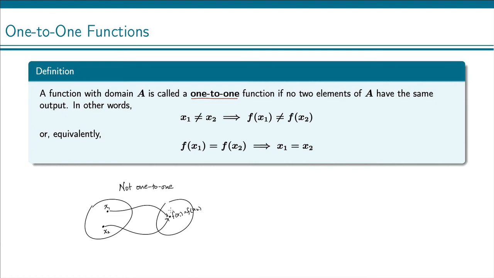A one-to-one function looks like this. Whatever our inputs are, if they are not the same, they have to go to different things. So this would be f of x2 and f of x1.